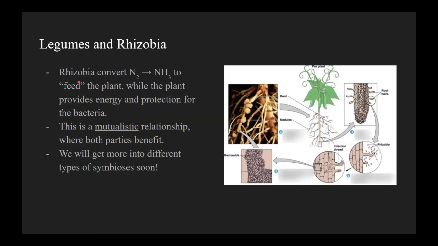So the rhizobia, like we said, will convert the diatomic nitrogen into ammonia to quote-unquote feed the plant, while the plant can also provide energy and protection for the bacteria that are within the nodule. So this is a mutualistic relationship where both of the parties benefit. And we'll get into more types of these symbiotic relationships in a future lecture about microbial ecology.